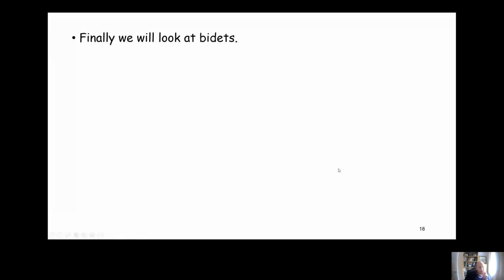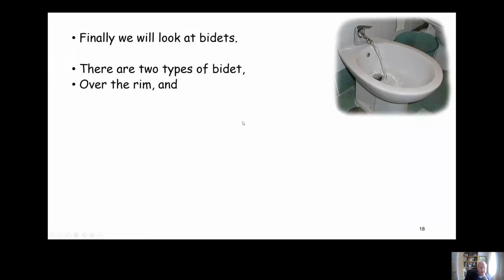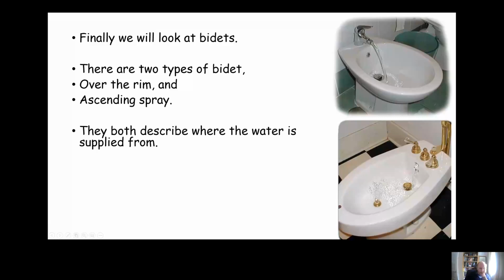Okay, so bidets now we're going to look at. There are 2 main types of bidets. There's the over-the-rim bidet that you can see up here, and the ascending spray bidet, which you can see here. The over-the-rim bidet projects the water out from above the rim, which means it's sort of safe from the category 5 risk that you'd have in the bowl in terms of water categories.